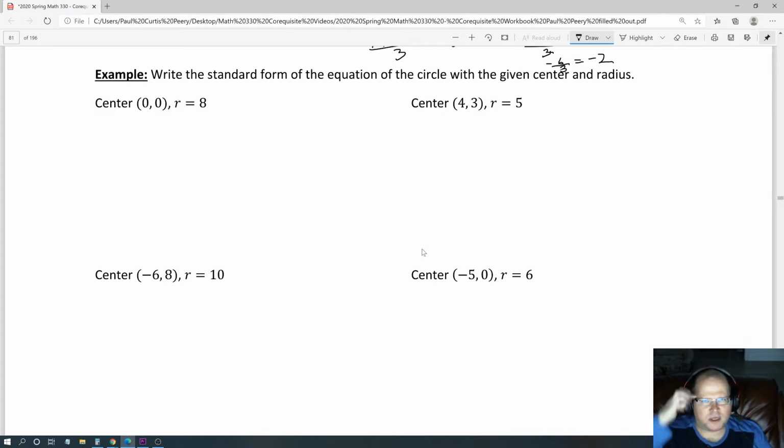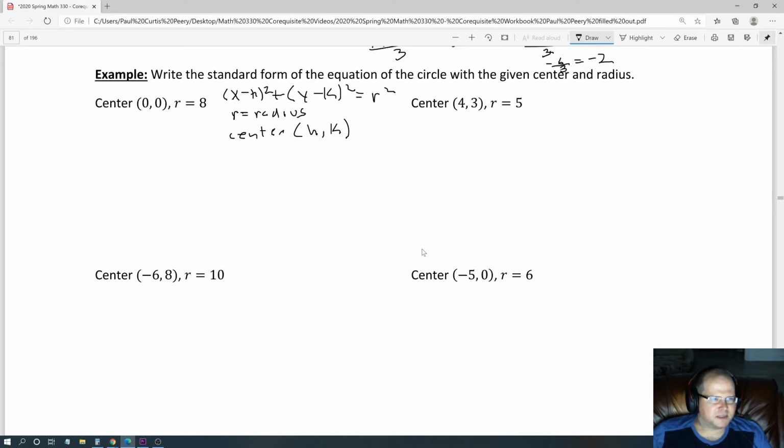Write the standard form of the equation of the circle with the given center and radius. Okay, so we need to know the general formula for the circle. It looks something like this, right? (x - h) squared plus (y - k) squared equals r squared, where r is the radius, and the center is (h, k). Okay, so what we're going to do is just plug it into that equation, basically.